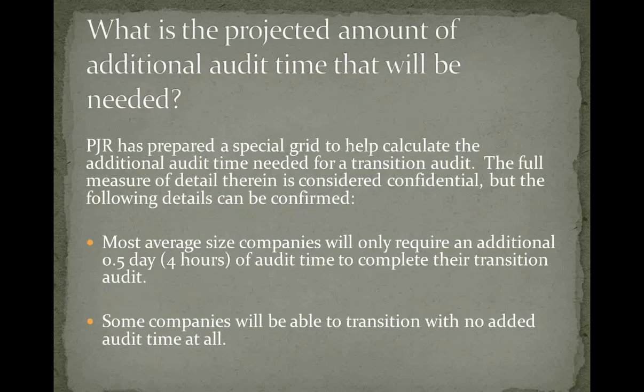In terms of the projected amount of additional audit time, we prepared an internal grid to help us calculate the amount of time that was going to be needed. Obviously, the full amount of detail therein is considered confidential, but we can confirm a couple of key points of information. Most average-sized companies are going to be looking at a half day of additional audit time to complete their transition. Now, mind you, this is if it's done as part of a surveillance audit. Now, there are going to be some companies that will be able to complete their transition with no additional audit time at all. That's going to obviously need to be taken on a case-by-case basis. But again, the key number here is that if you plan to do it as part of a surveillance audit, the likely number, depending on your company, is a half day of additional audit time.